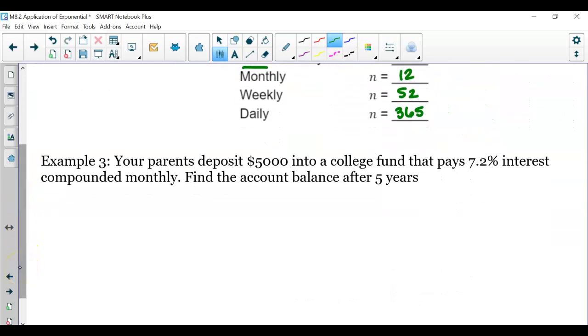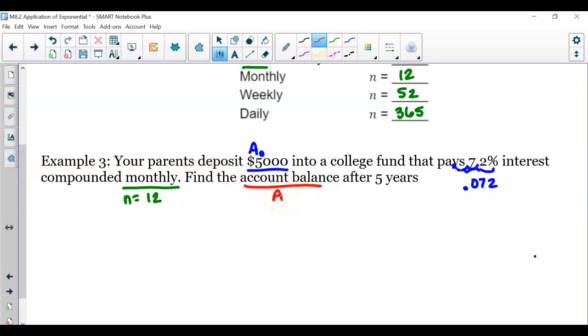In example 3, your parents deposit $5,000. So they put in, that is the initial amount, into a college fund that pays 7.2% interest. So again, same thing. We're not going to use 7.2% because that's out of 100. So again, divide by 100, move the decimal 2 times to the left. So that rate is 0.072. And compounded monthly, which means n is equal to 12 because there are 12 months in the year. We're going to find the account balance, so the final amount.